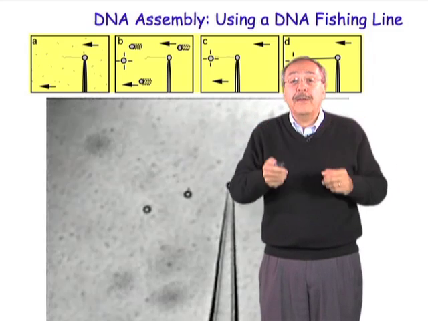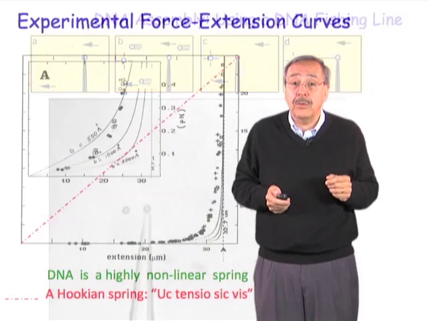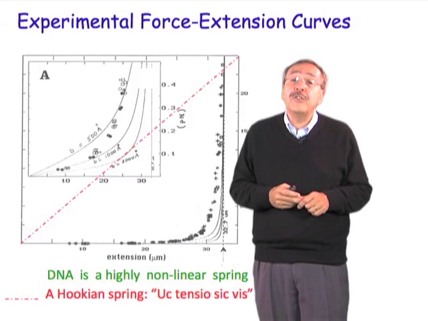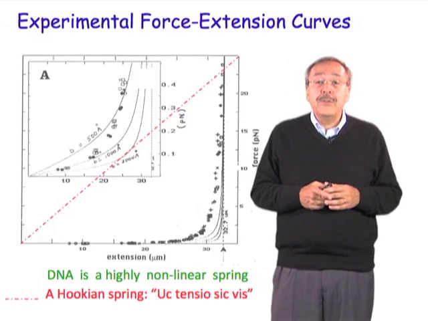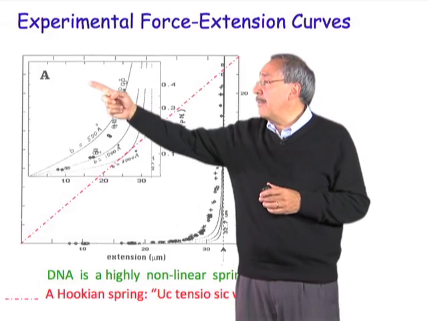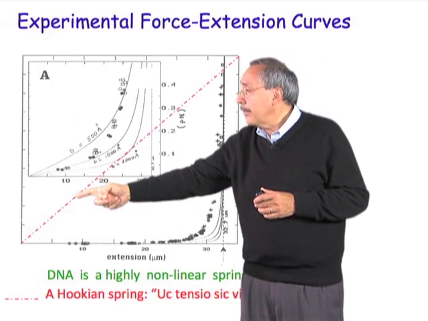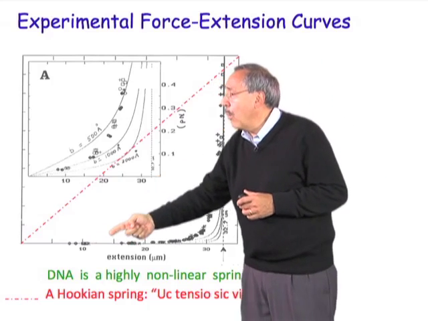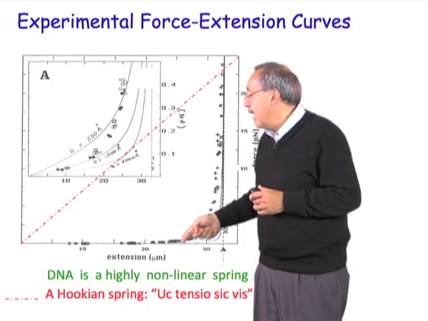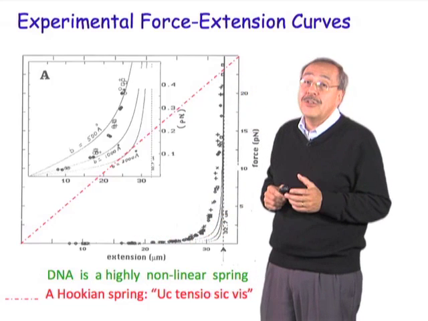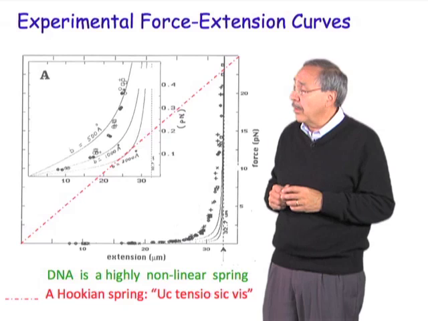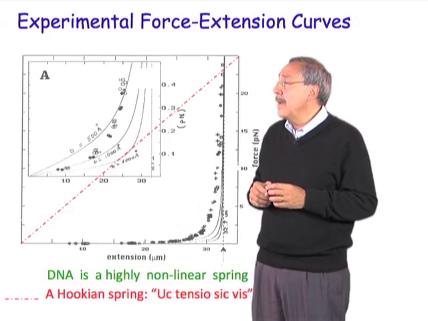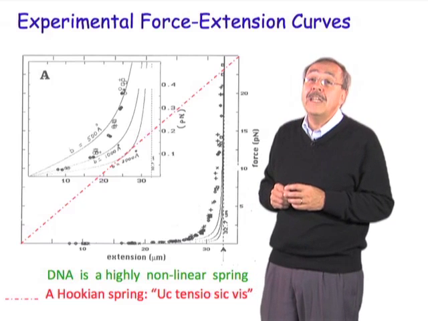study how much force I have to apply in order to extend the molecule a given amount. And the result is shown here. This is what is called force extension curves of DNA. And you can see that in the ordinate, I am plotting here the force required to stretch the molecule, and in the x-axis, or the abscissa, I have the extension, the relative extension of the molecule of DNA. And you see that the molecule of DNA does behave as a spring, but it's a very non-linear spring.